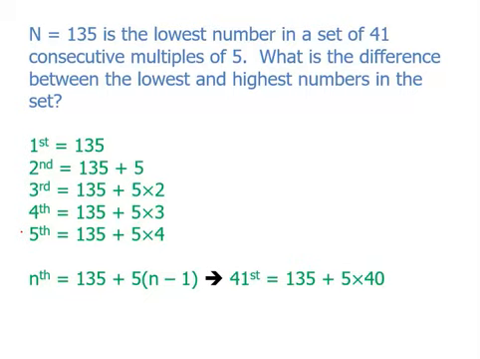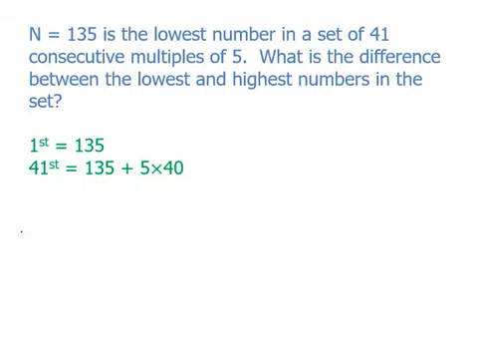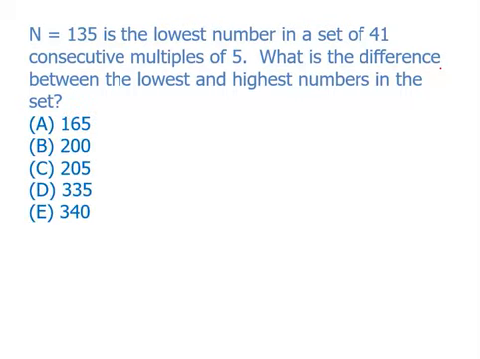So the 41st term is going to be 135 plus 5 times 40. I'm just going to leave it like that. Well, the first term is 135. The 41st term is 135 plus 5 times 40, and we want the difference. What's the difference between the highest and the lowest? So we subtract and cancel out the 135, and the difference is just that product, 5 times 40. Well, 5 times 4 is 20. 5 times 40 is 200. And so we choose answer choice B.